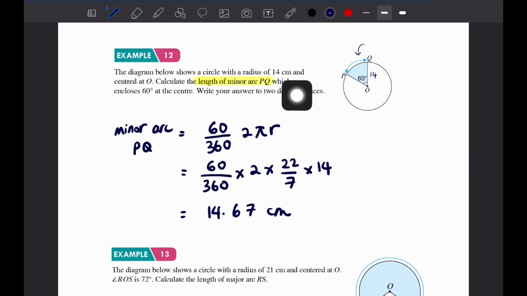Remember that. If the question asks you to find the length of arc, either minor or major, you just write the formula for circumference and put the enclosed angle in front of it. And then you just calculate.